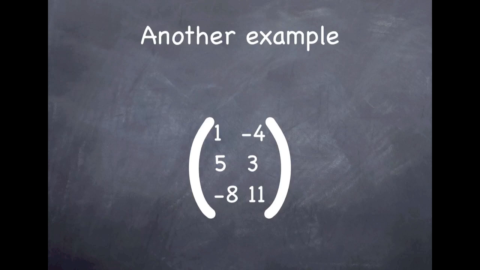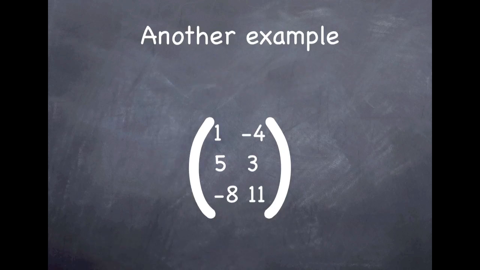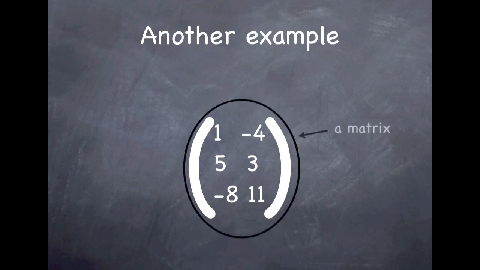Here's another example of a matrix. It's a 3x2 matrix. The dimensions of a matrix are the number of rows by the number of columns. So see, there's 3 rows and 2 columns, so it's a 3x2 matrix. To put it simply, a matrix is a box of numbers. This is a matrix and this is an element.